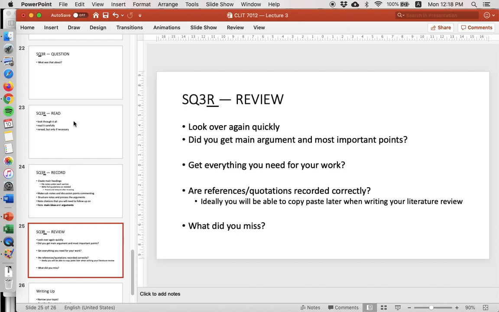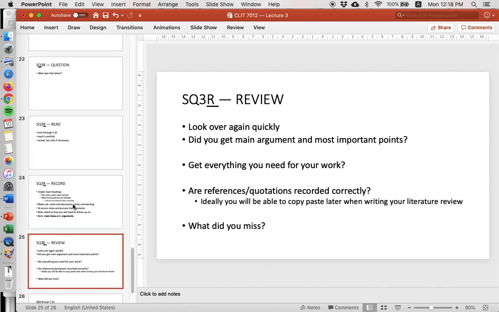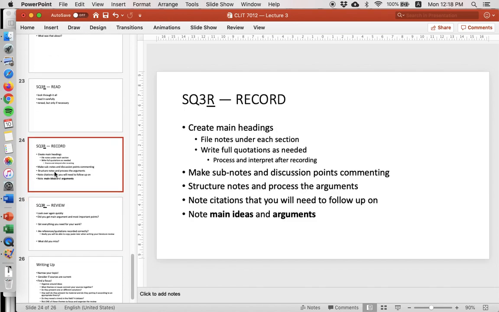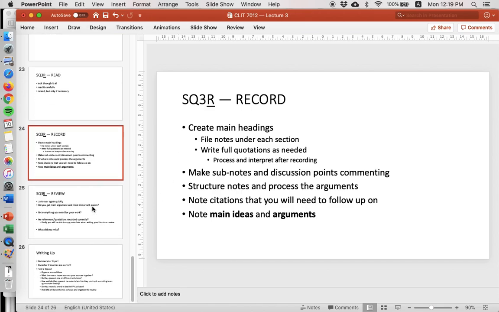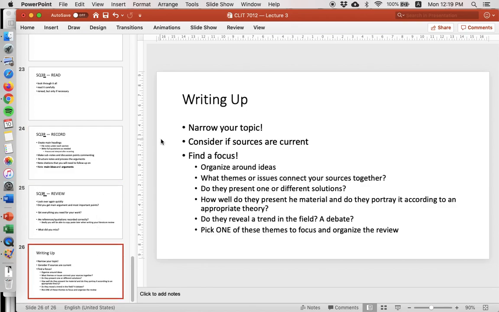Okay, SQ3R: survey, question, read, record, review. Okay, get everything down. And then when it comes to actually writing your literature review, you'll have done all of the work that it's really easy to just kind of paste it in. Obviously you need to re-summarize, you need to explain how it deals with the larger conversation. But if you take really good notes, you're kind of already starting the writing process. Okay, all right. Lastly, writing up, narrow your topic.